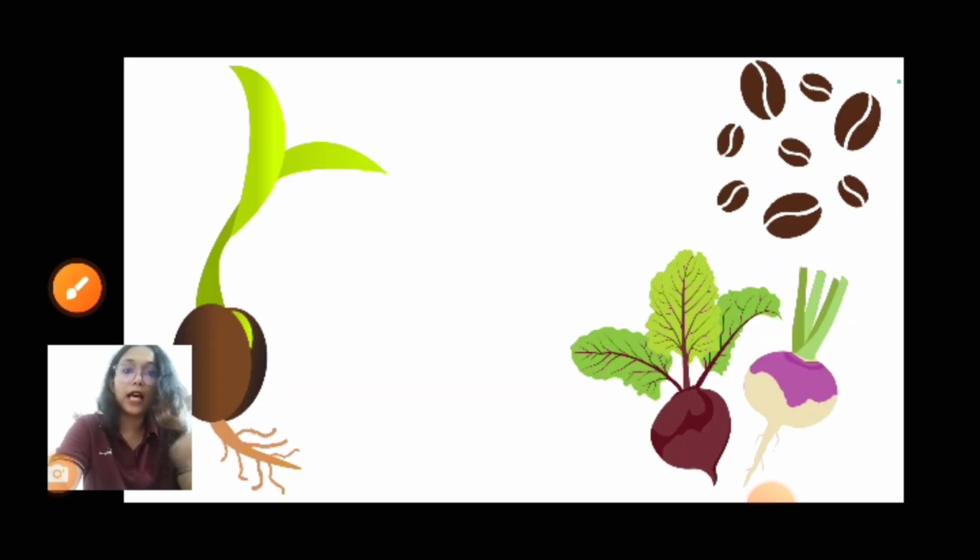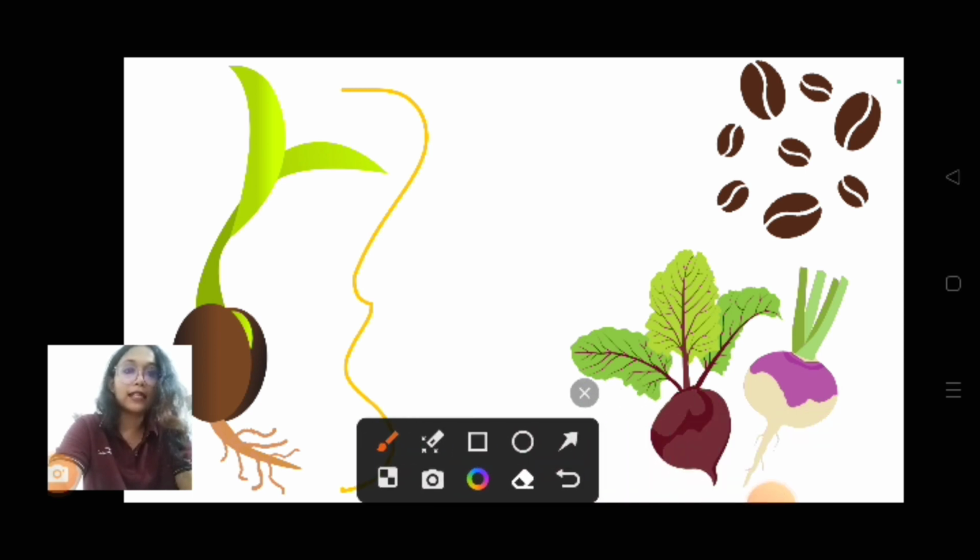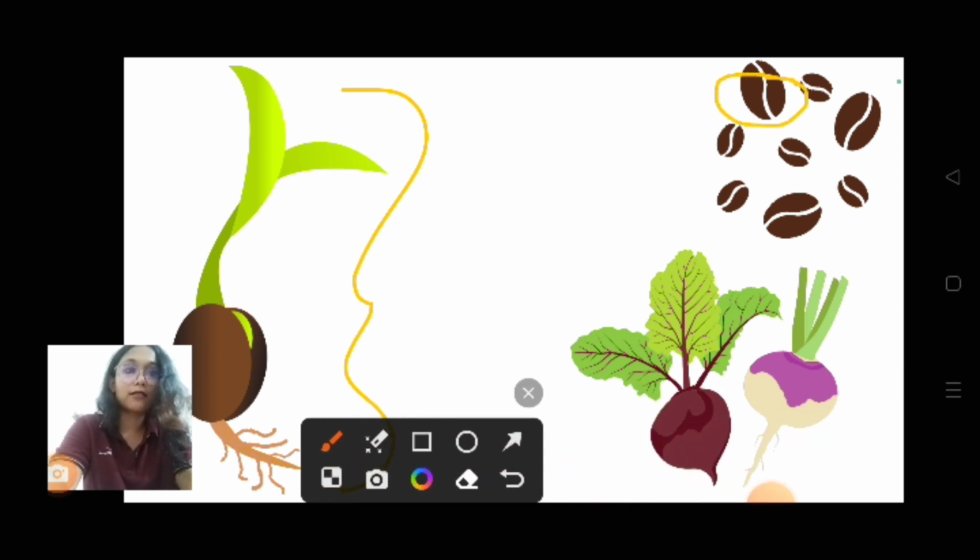Here I have already explained this portion. And see, the dicot seed has two parts. Turnip and beetroot are examples of the taproot system.